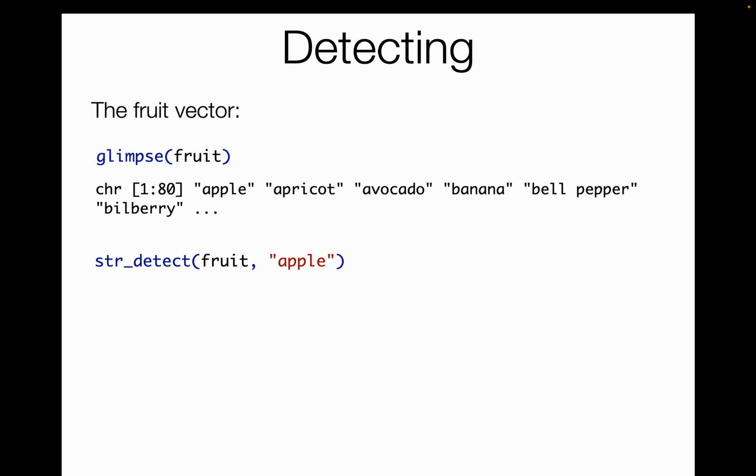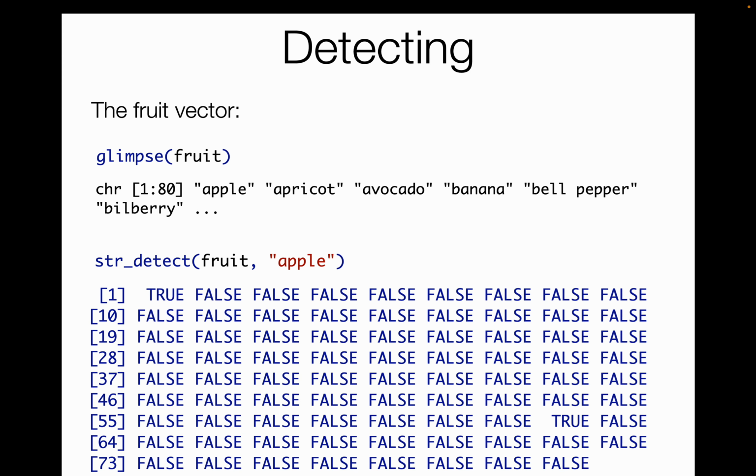And so detecting, the main function for detecting is str_detect. Can I detect apple? And so it gives me a true or a false, whether it detects apple or not. If you look, of course, it detects apple as the first element. But if you look way down at what looks to be the 62nd element of this vector, there is another true. You can think for a few seconds what it might also detect. And the answer is pineapple. Pineapple contains apple.